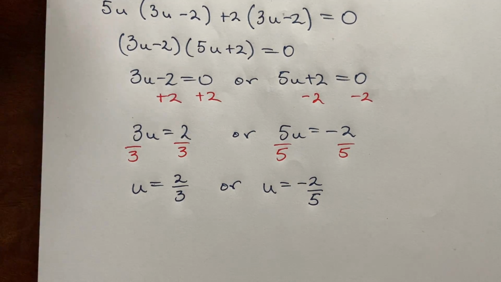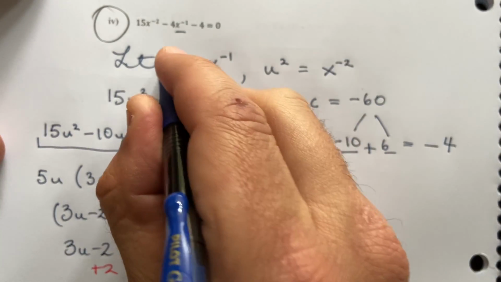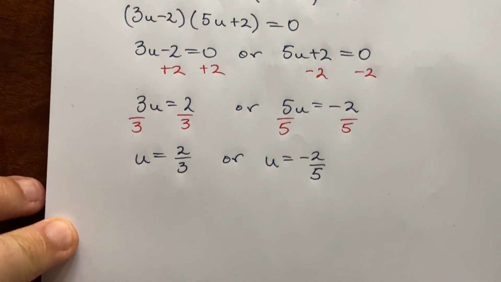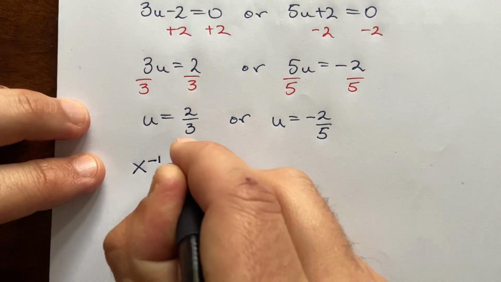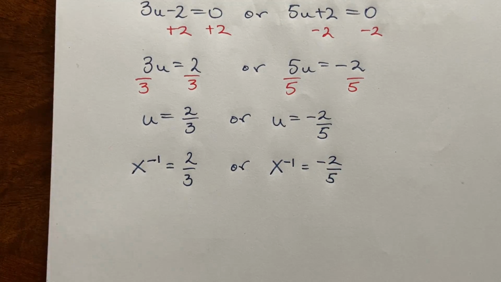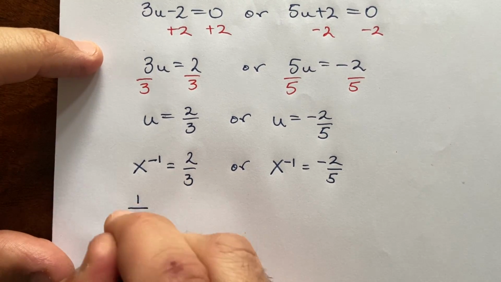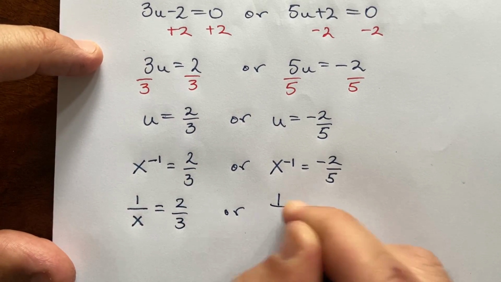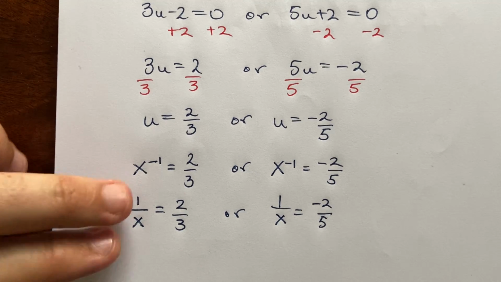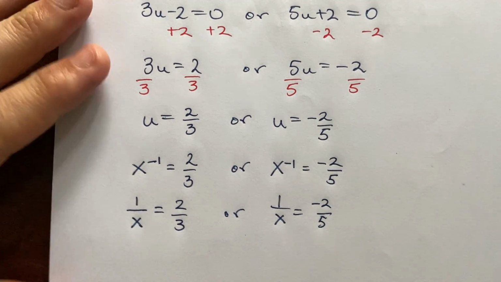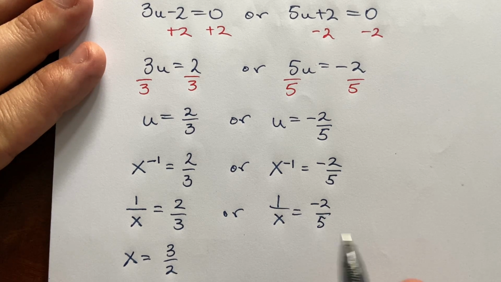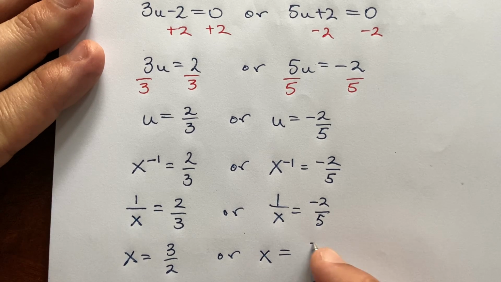But again, u is not the variable we care about. We care about x. So I'm going to use this substitution now in reverse. Where I have u, I'll replace that with x to the minus 1. X to the minus 1 is the same as 1 over x. And to solve those, you could just flip everything. So if 1 over x equals 2/3, then x would equal 3/2. And if 1 over x equals negative 2/5, then x would equal 5 over negative 2.